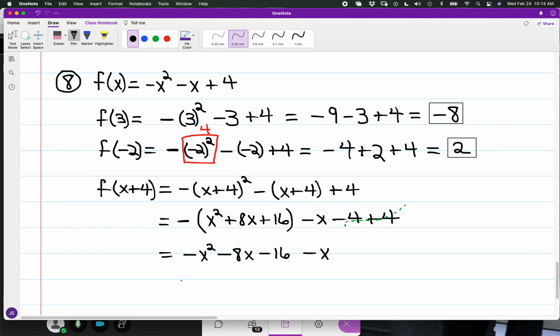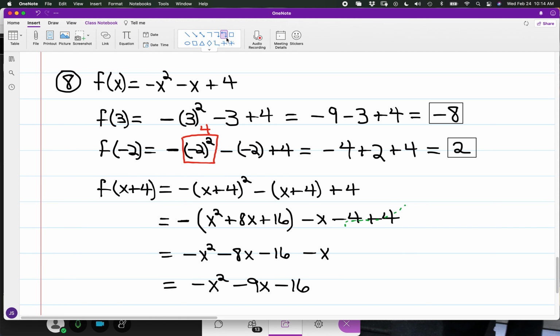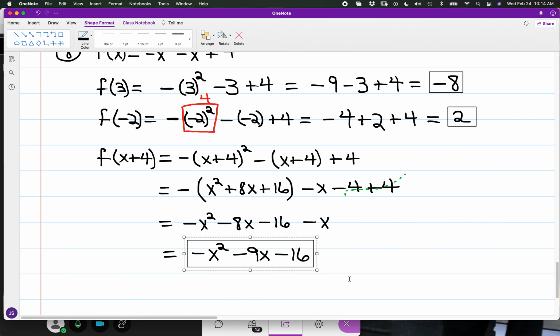at the end. And finally, simplifying, we have negative x squared and negative 8x, and negative x will become negative 9x. And finally we have minus 16. So we have all three terms in the result ending up as negative expressions. So we have negative x squared minus 9x minus 16.